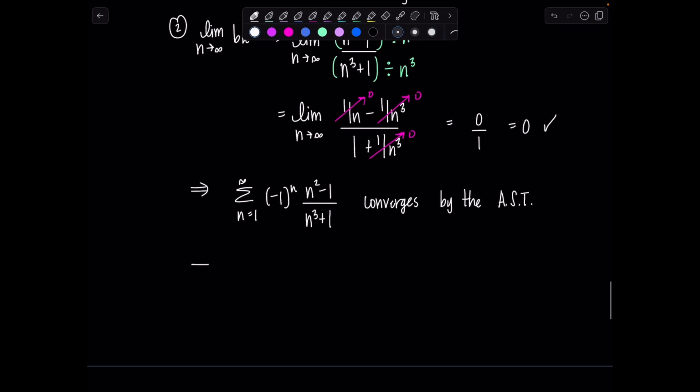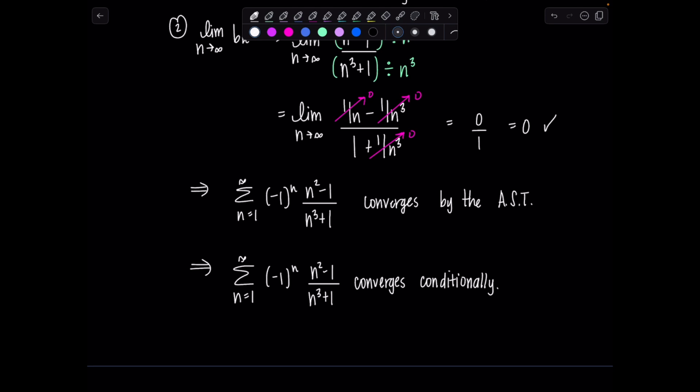And that tells me the sum, n equals 1 to infinity, of negative 1 to the n times n squared minus 1 over n cubed plus 1, converges conditionally. All right, that's a full credit answer.